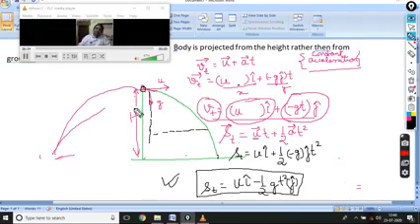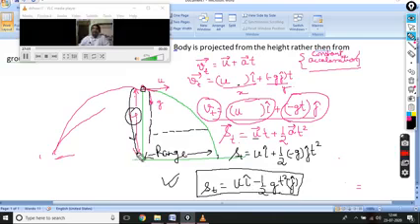Here, what is the maximum height? The original height itself is the maximum height. What is the range? This is the range of the body. How to find the range? See, we will find the time it takes for the body to fall, how much time the body takes to fall down. We're going to calculate that by putting downward displacement equal to minus h. Clear?